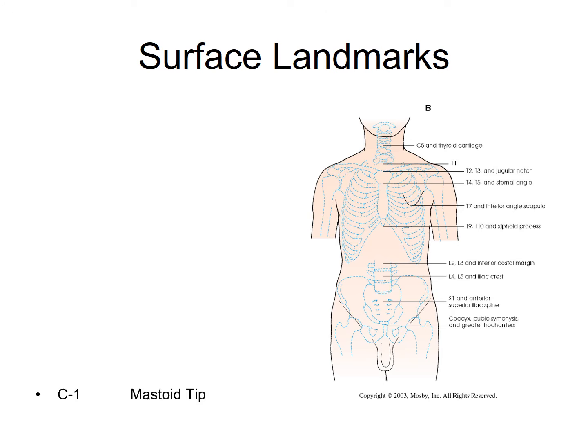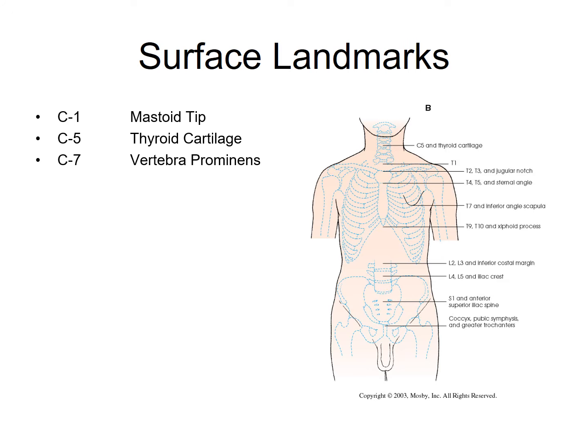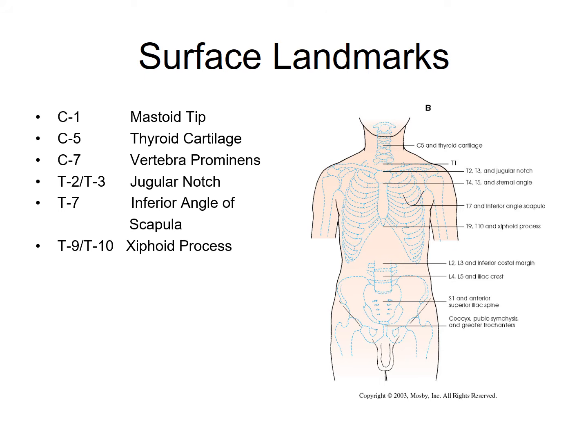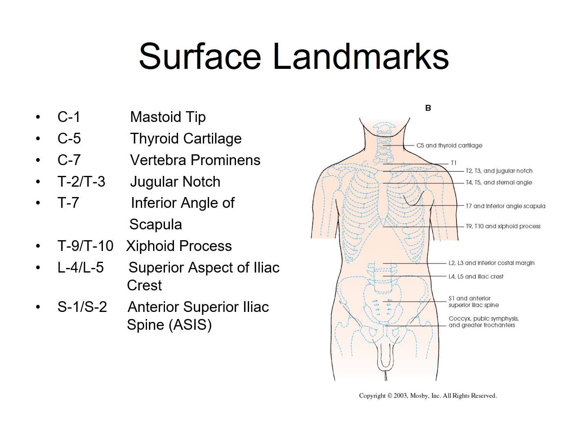Let's do a quick review. C1, mastoid tip. C5, thyroid cartilage. C7, vertebra prominens. T2, T3, jugular notch. T7, inferior angle of scapula. T9, T10, xiphoid process. L4, L5, superior aspect of iliac crest. S1, S2, anterior superior iliac spine.